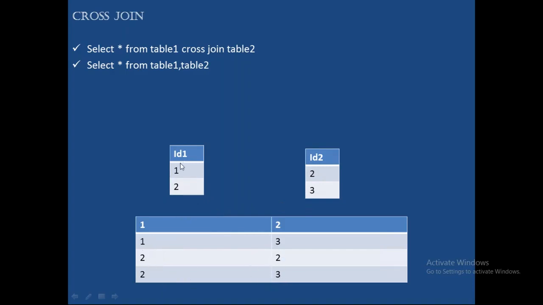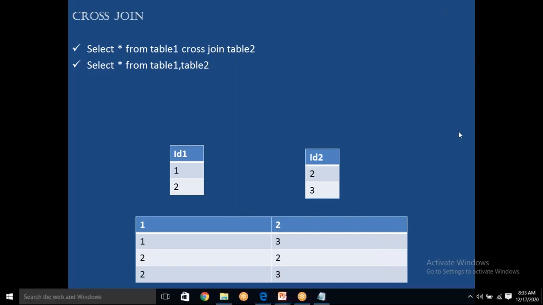Each record in the left table will match to each record in the right table. 1 will match to the 2, 1 will match to the 3. 2 will match to the 2, 2 will match to the 3. Understood? This particular cross join we are going to use in our SCD2, so you need to understand it. Cross join is very important in terms of SCD2.